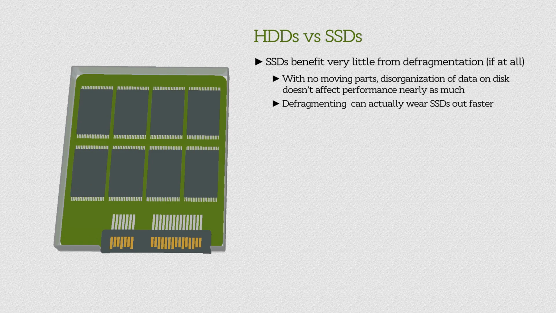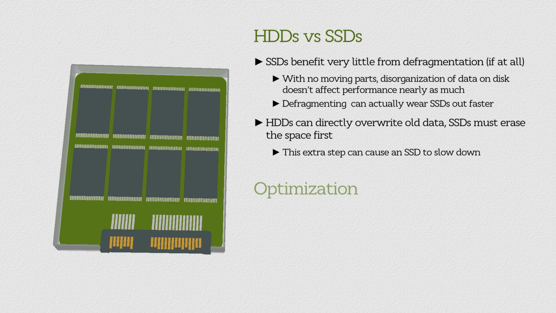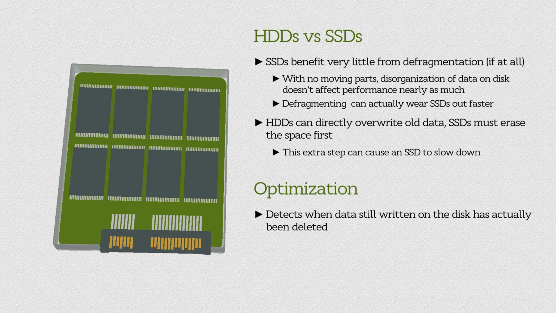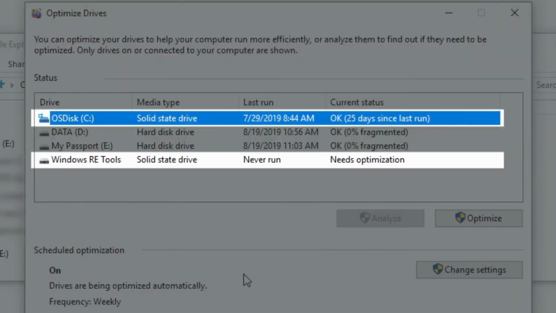While old data on a hard disk drive can be directly overwritten with new data, SSDs must physically erase the space first, which could also slow a computer down. Optimization detects when data still physically written to the disk has actually been deleted and sends what are called trim hints to the SSD so it can more efficiently manage cleaning up that space. The Optimize and Defragment tool will check all your drives and report if any of them could benefit from running it.